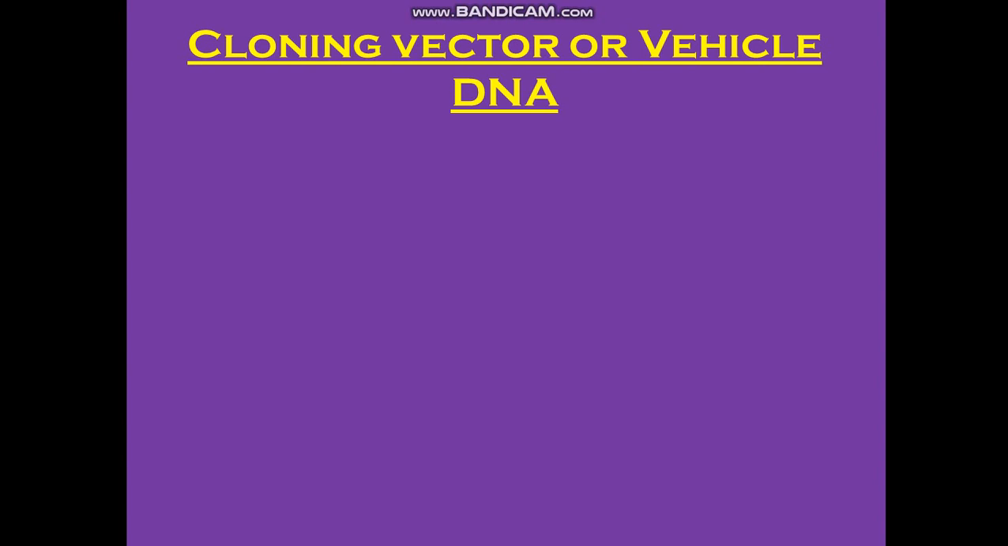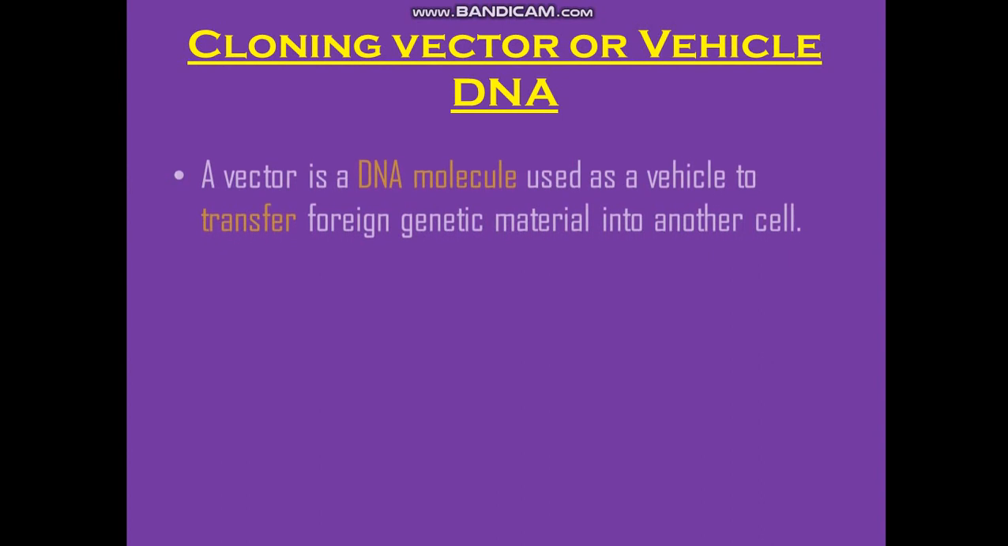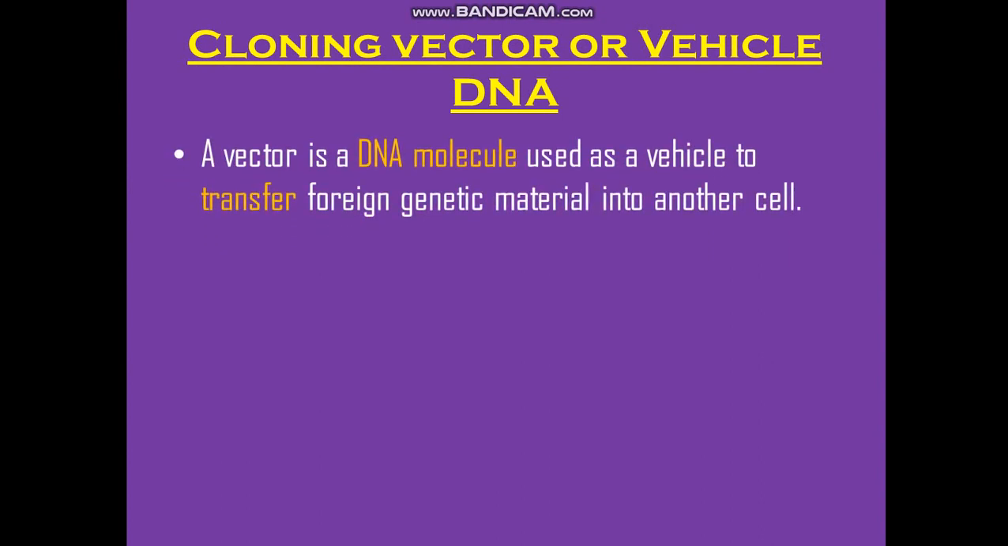What is a vector? A cloning vector is a DNA molecule which is used as a vehicle to transfer foreign genetic material into another cell. And what is this foreign genetic material? Yes, it is the DNA of interest. So now the DNA of interest has to be transferred to another cell. And what is that other cell here? That is the host cell. Clear? So we need a carrier, a transporter which will carry our gene of interest and take it to the host cell. So this vector is very important.